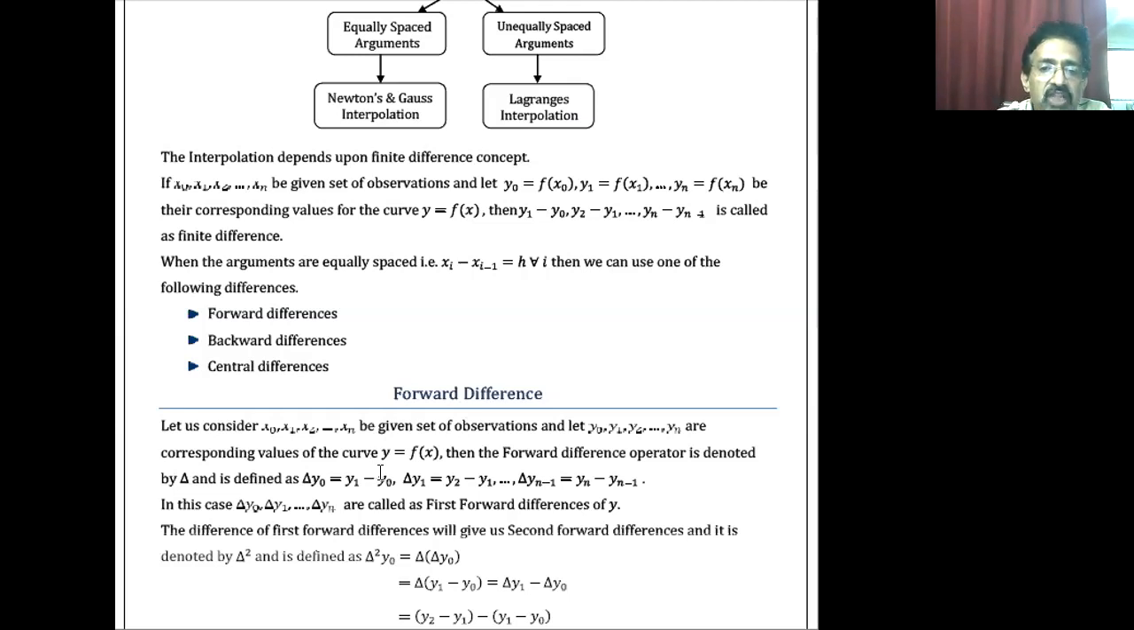See, del of y0 is y1 minus y0. Del of y1 is y2 minus y1. So on, del of y(n minus 1) is yn minus y(n minus 1).